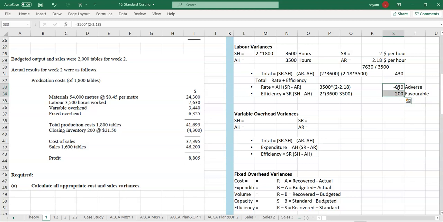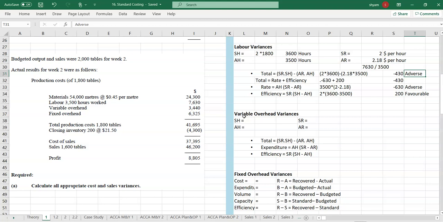We'll just check it for proof. See here, it's going to be minus 630 and add the 200. Okay, it has added here itself. So it's 430. See, all minus symbols are adverse because in all the cost variances minuses are adverse and plus are favorable. Only in income variance it is opposite. Okay, so hope you got the idea here about the labor variances.